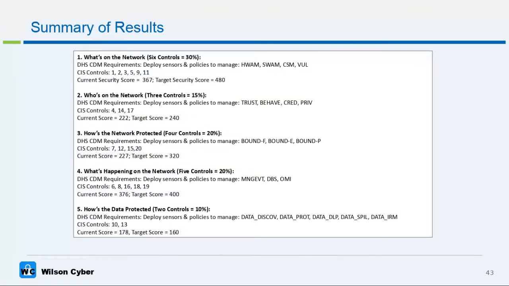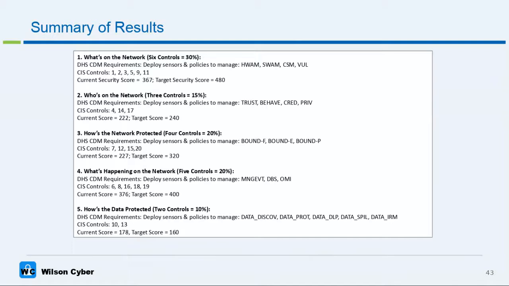So here's a summary of results. Once again, we started with what's on the network, which is 6 controls at 30%. CIS controls 1, 2, 3, 5, 9, and 11. As we said before, the current score is a 367. The target score is a 480. Who's on the network? 3 controls, 4, 14, 17. Current score of 222. Target score of 240, which will then be applied at 15%.